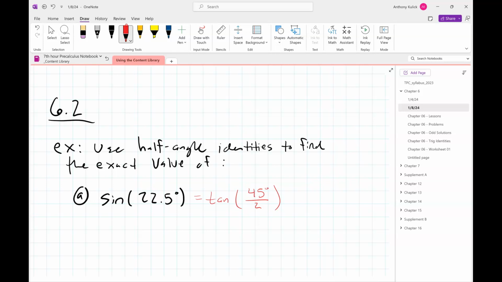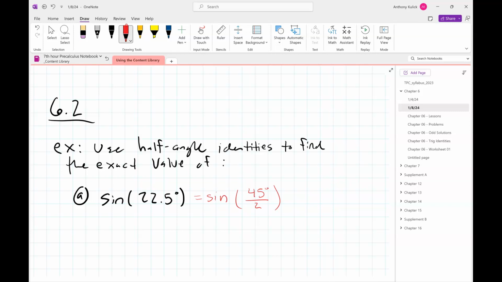Okay. So I'm going to go to my, I don't know why I wrote tan there all of a sudden. What are you doing, Mr. Gulick? Still on the previous problem that had tangents in it or something. Sorry, I meant sine there, obviously.